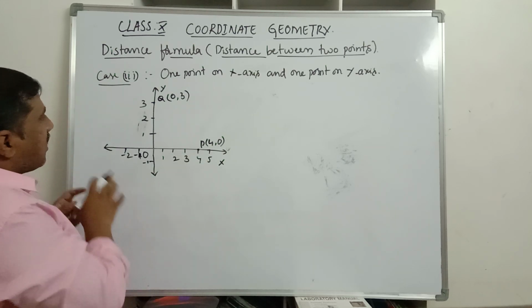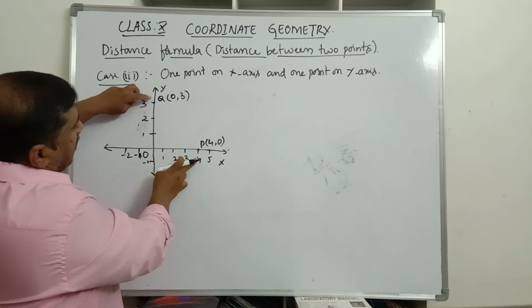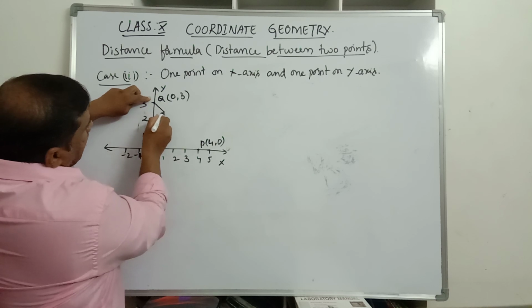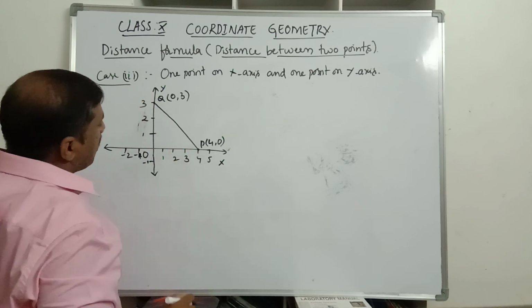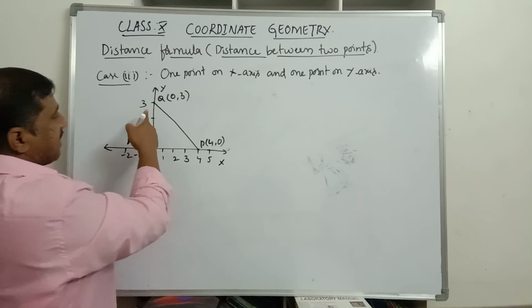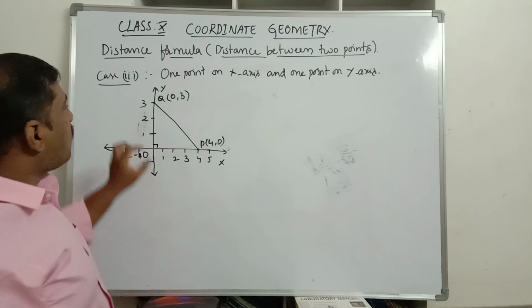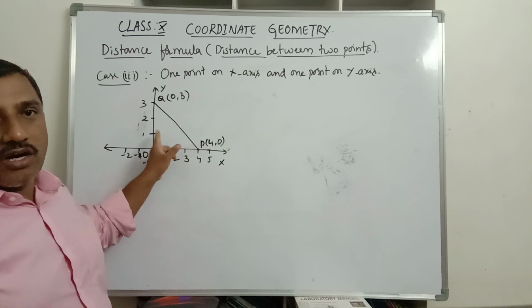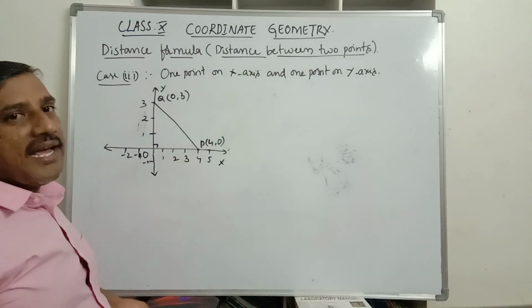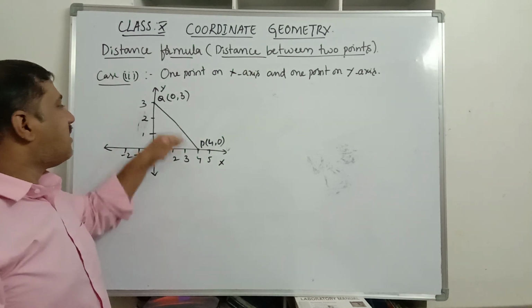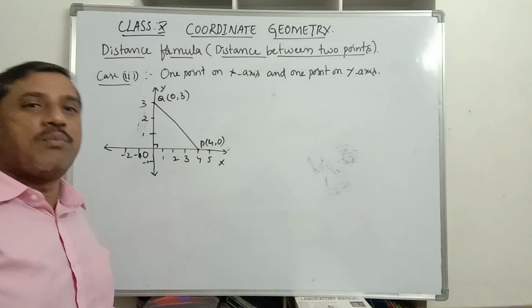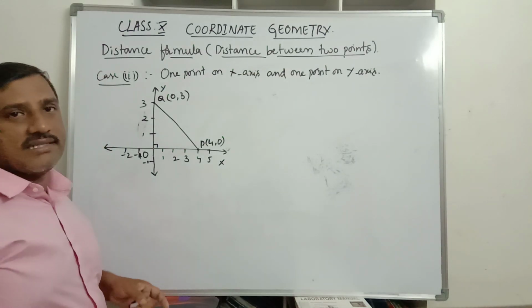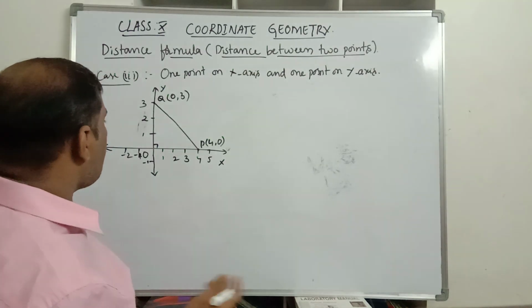Now how do we find the distance between these 2 points, P and Q? By joining these 2 points we get PQ. Now what type of triangle do we get here? It is a right angle triangle. So this distance, which is the hypotenuse of this triangle, opposite to the right angle, can be found by applying the Pythagoras theorem, if one point is on the x-axis and the other is on the y-axis.